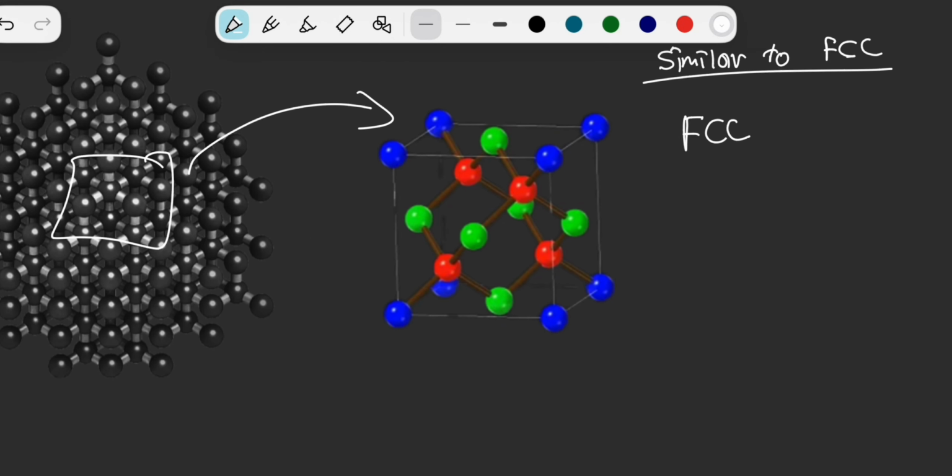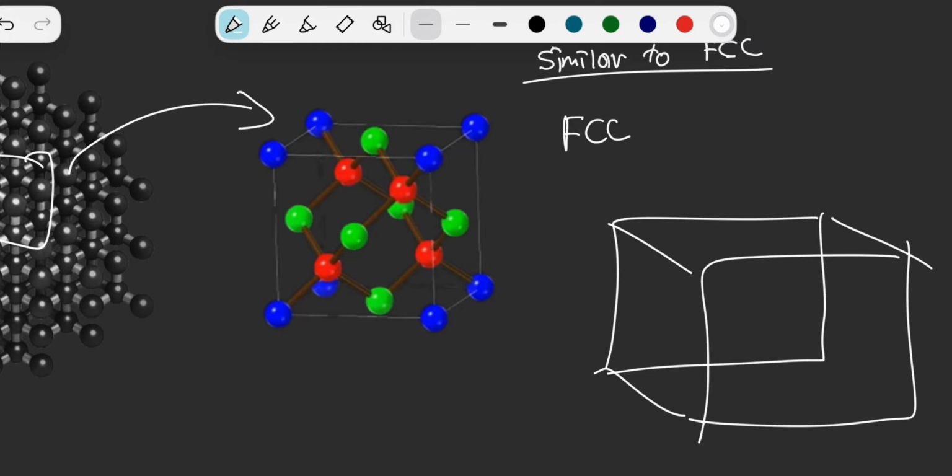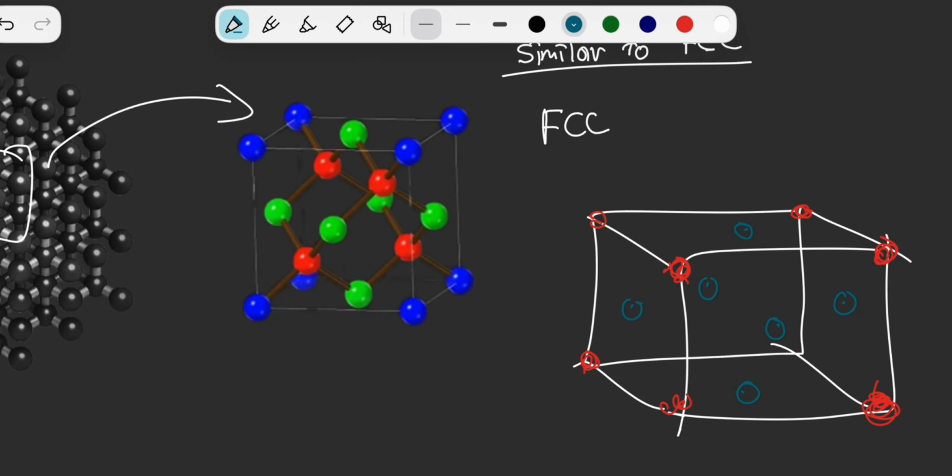It's similar to FCC in that we know that FCC is like this, guys. If I'm asking you to draw FCC, you start with your little cube. You draw your corner atoms. You put atoms at the top, atoms to the side, atoms to the front, atoms to the back, atoms to the right, atoms at the base. So we know that for FCC it's like this, right?